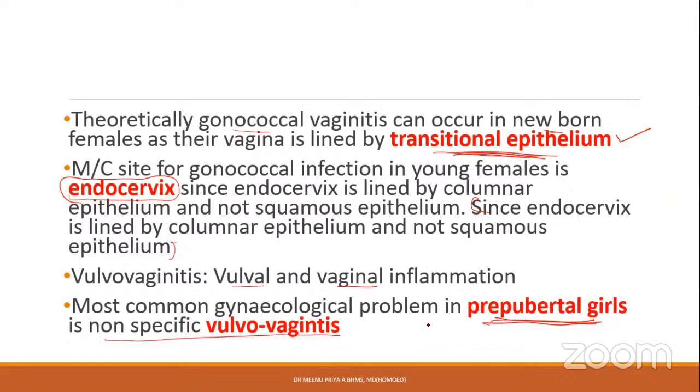Why? Because in prepubertal girls there is increased estrogen. We saw this in the few slides. In perimenarchal girls, increased estrogen is there, and that is why vulvovaginitis is common.